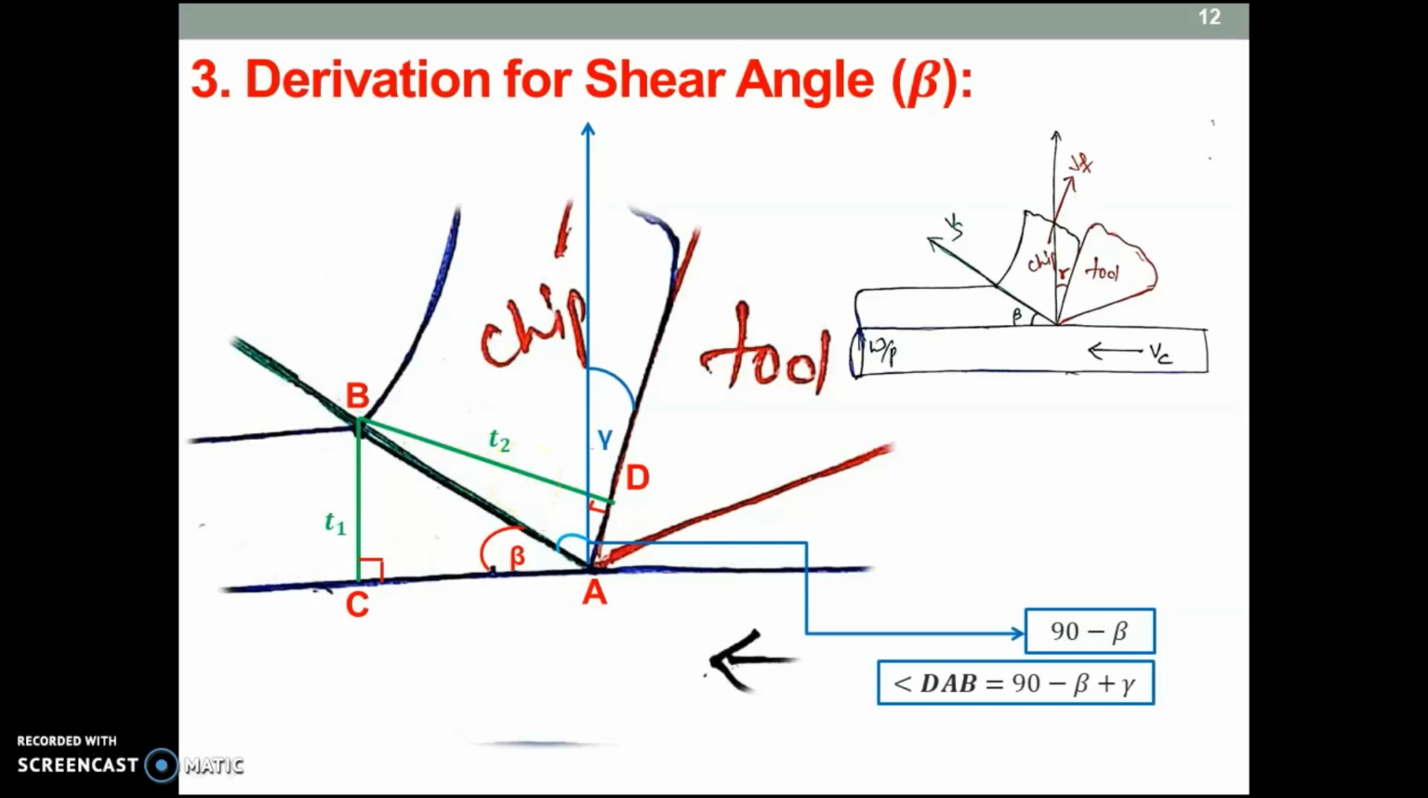Now you can see two triangles are formed. One is triangle ABC, and another is triangle ADB. So two right angle triangles, triangle ABC and ADB.